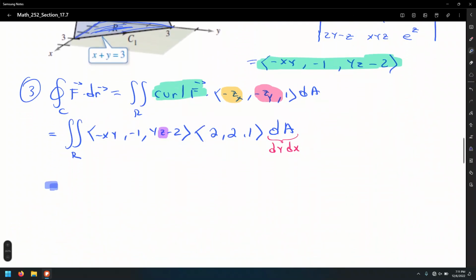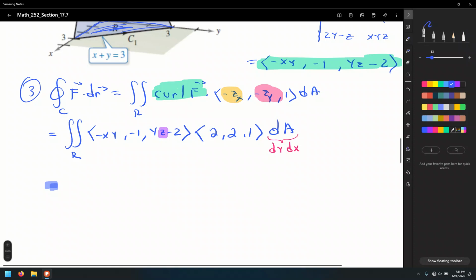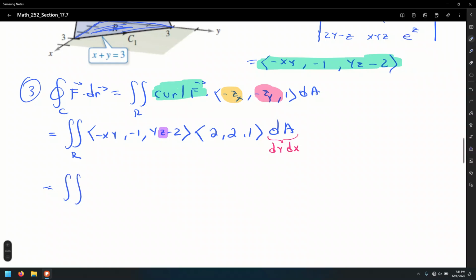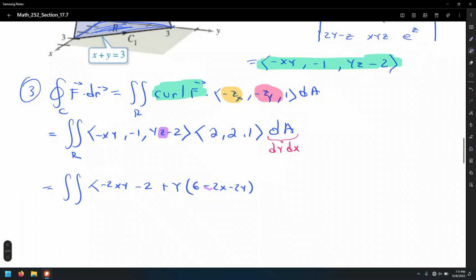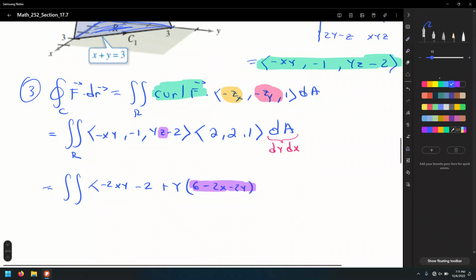And that's going to be the double integral over, oh, that's number 1, negative 2xy minus 2 plus yz, but careful with the z, so we're going to replace it with the quantity 6 minus 2x minus 2y, and let me highlight it again with the same color so you can keep track of what I am doing here. So when you go see the video again, you can see all this again via color coding here.